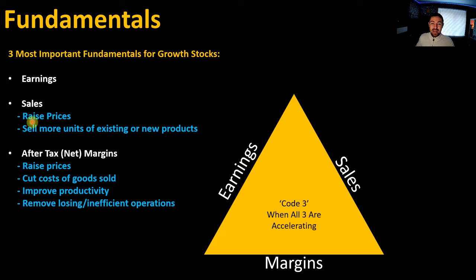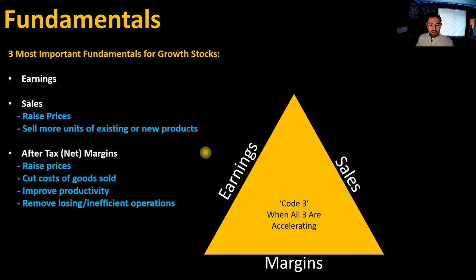So sales, how can a company increase sales? Well, they can raise prices and or they can sell more units of existing or new products. How does a company increase their margins? Well, they can raise prices, they can cut costs of goods sold, they can improve productivity, they can remove losing and inefficient operations as well. Now, arguably one of the most important things is actually margins for increasing the earnings per share, because stocks ultimately are driven by their earnings.